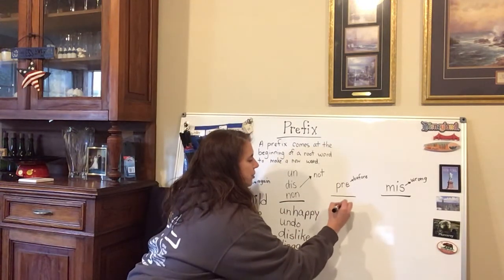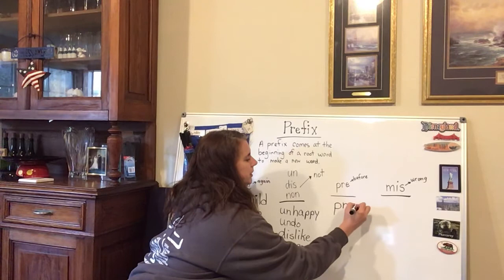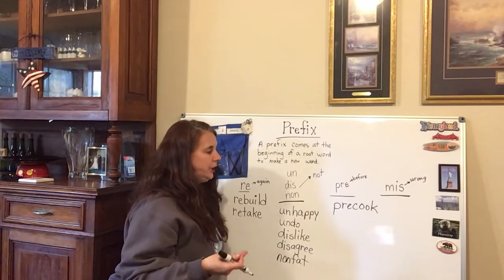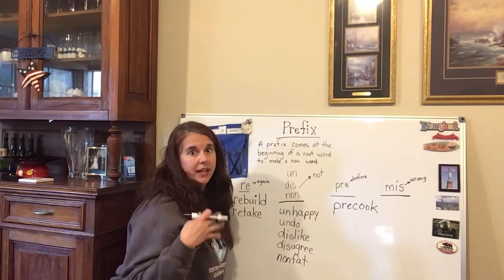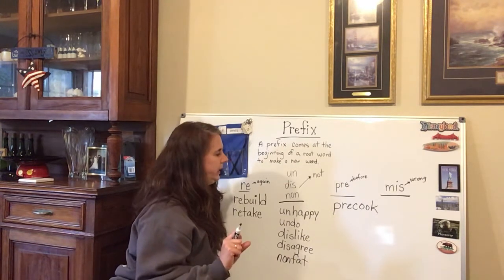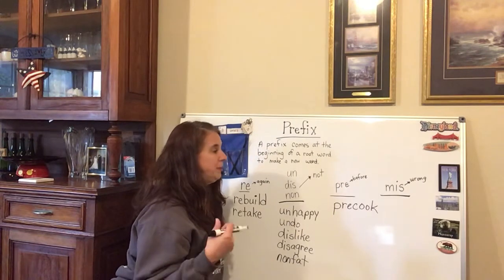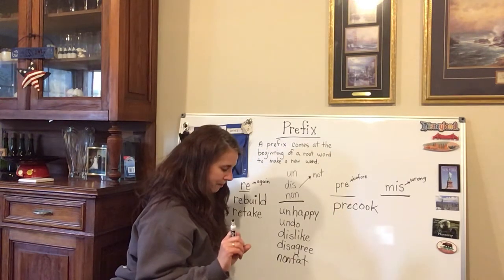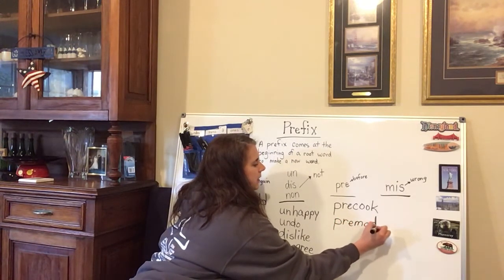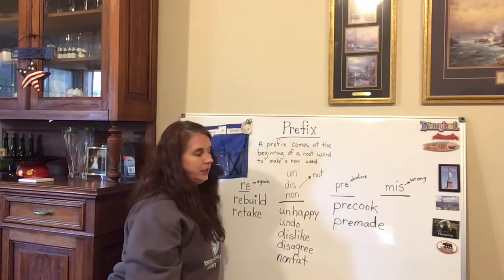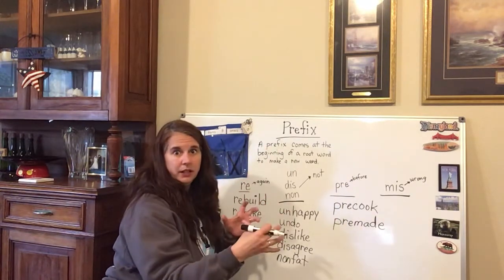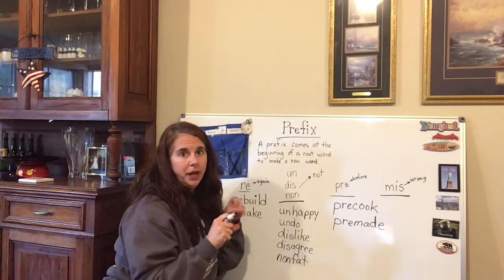So let's go ahead and go to pre. Pre-cook. Sometimes like you set your oven to pre-cook, so your oven has to warm up before you can cook your food. So that's like a pre-cook or preheat setting actually. Let's do another one that means before. Pre-made. Like something is pre-made. Like at the grocery store, sometimes you can get food that's already pre-made, so all you have to do is cook it. They put the food all in a container, it's pre-made, and all you have to do is just throw it in the oven, warm it up, and you're good to go.